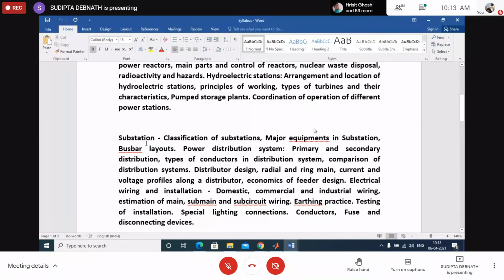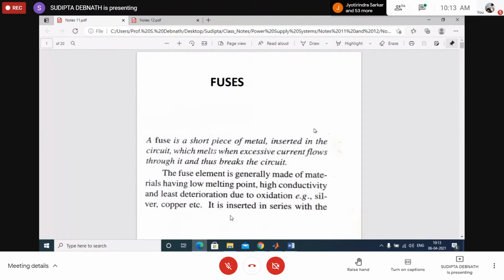Today we'll discuss the substation part up to the bus bar layout. That means the substation and the equipment present in it, and the last part, fuse and disconnecting devices. So let us start with fuse. I will not discuss fuse elaborately because it is very simple and most of you have already studied it. Just some important points about fuses I will discuss.